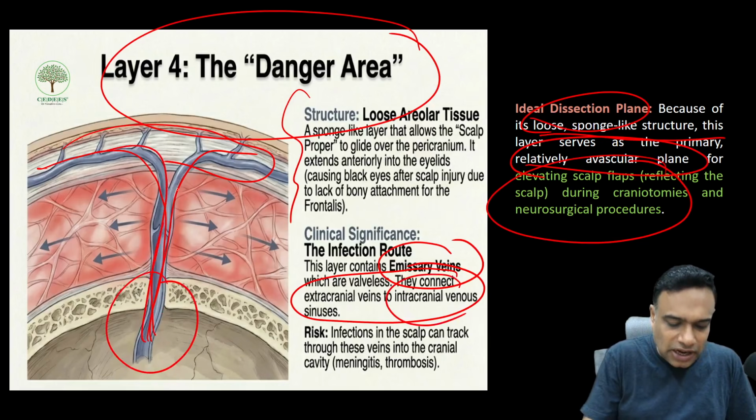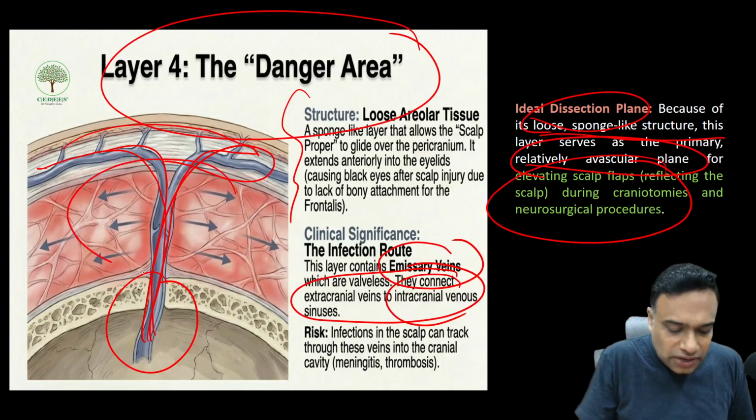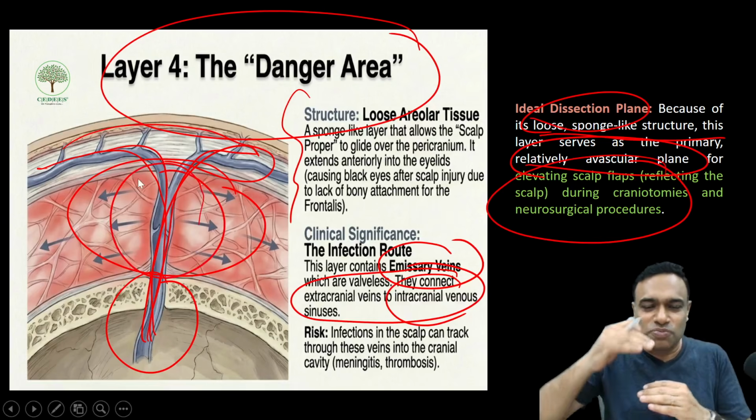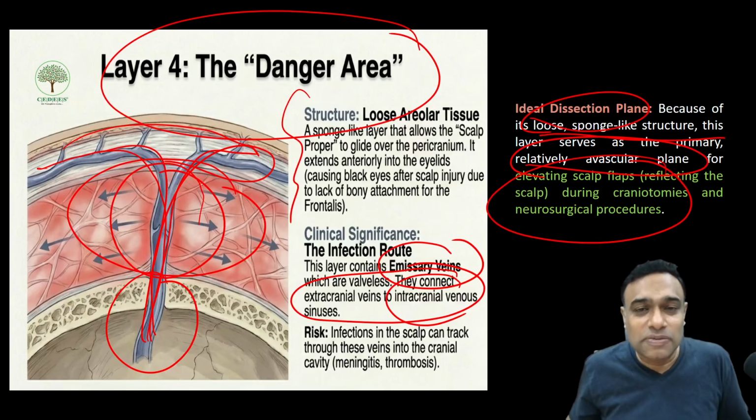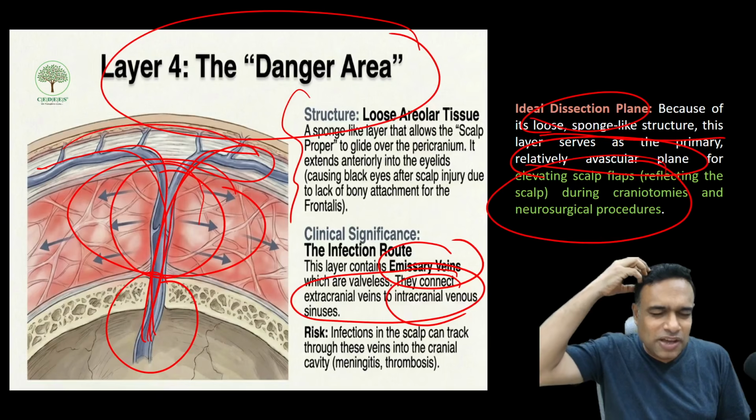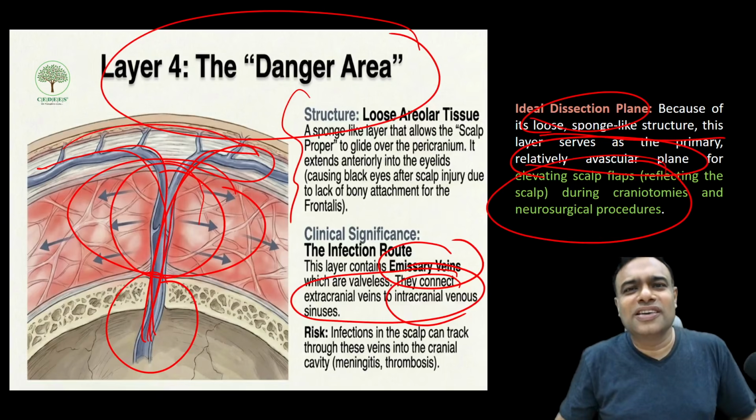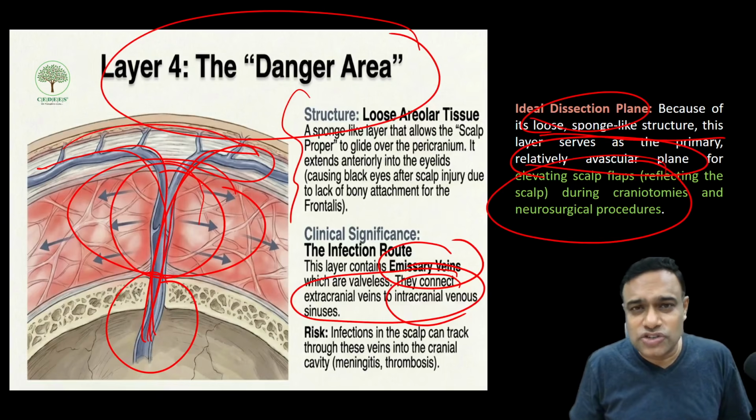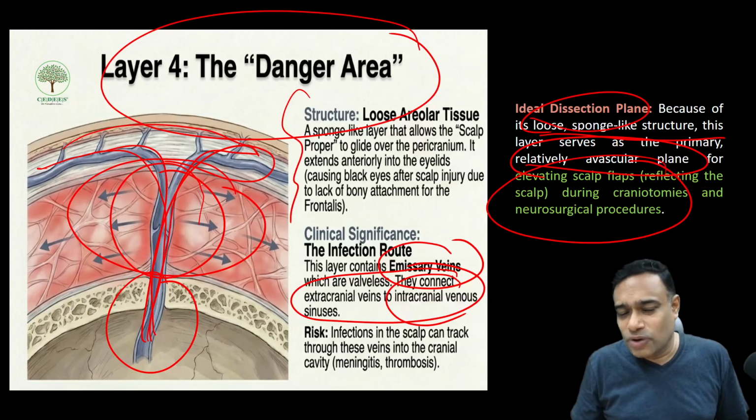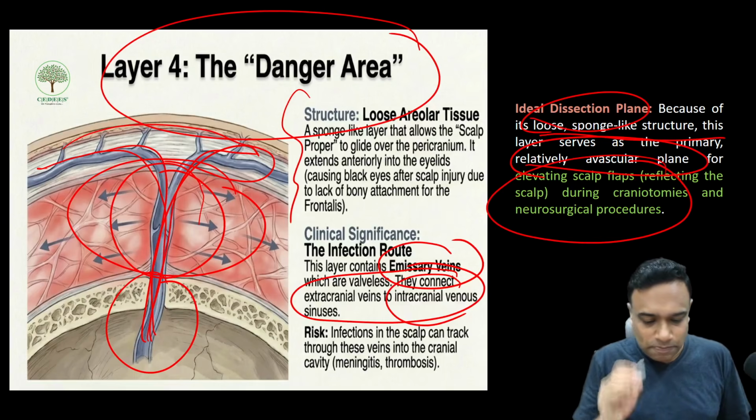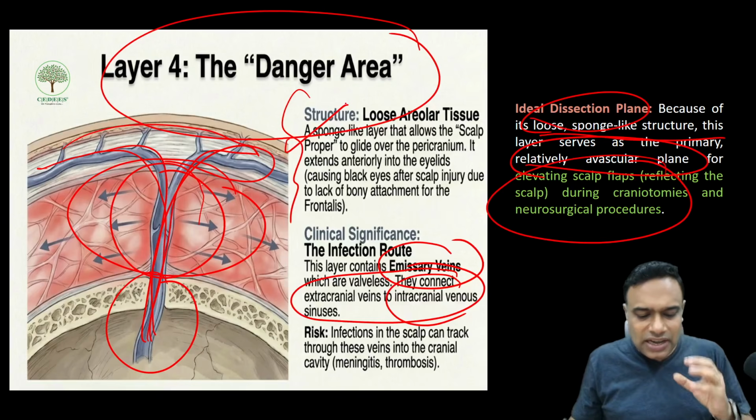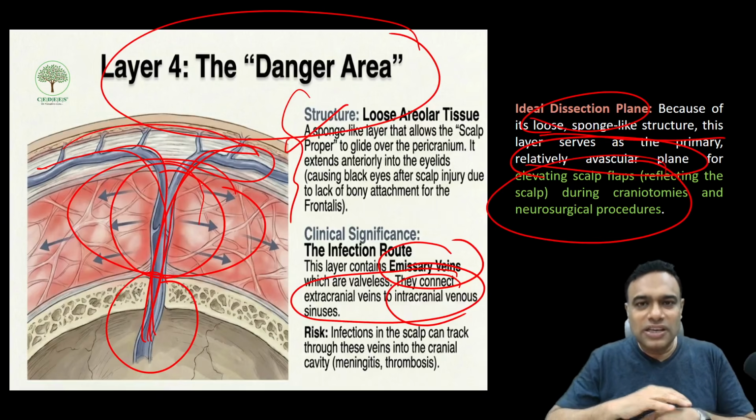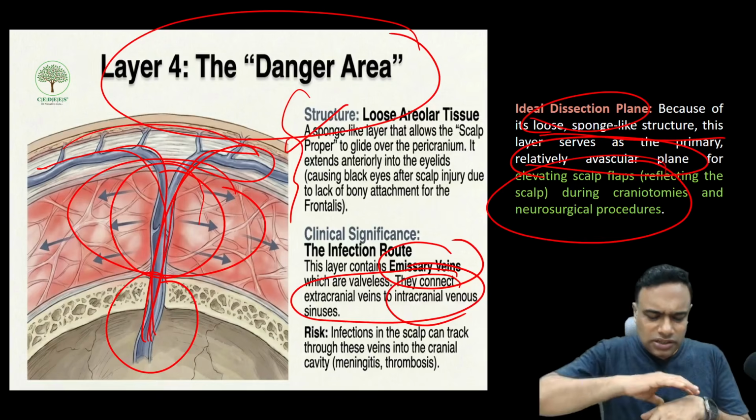See the way it is coming down. It is your loose areolar tissue which houses these emissary veins moving from the outside to the inside. So you can imagine any infection from the outside of the scalp can go straight down into your intracranial venous sinuses because of these emissary veins. The emissary veins have a lot of important functions, but for us, the infection becomes a big problem. That's why it's also called the danger area. Please read this line: it's a sponge-like layer that allows the scalp proper to glide over the pericranium. It just helps things to move.